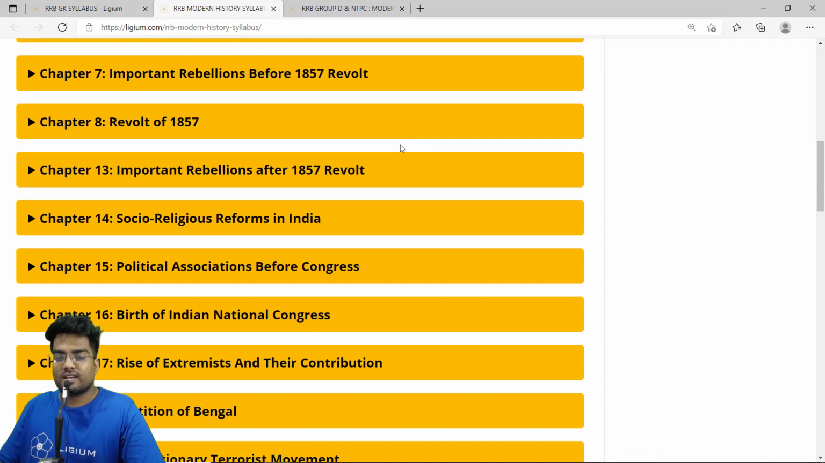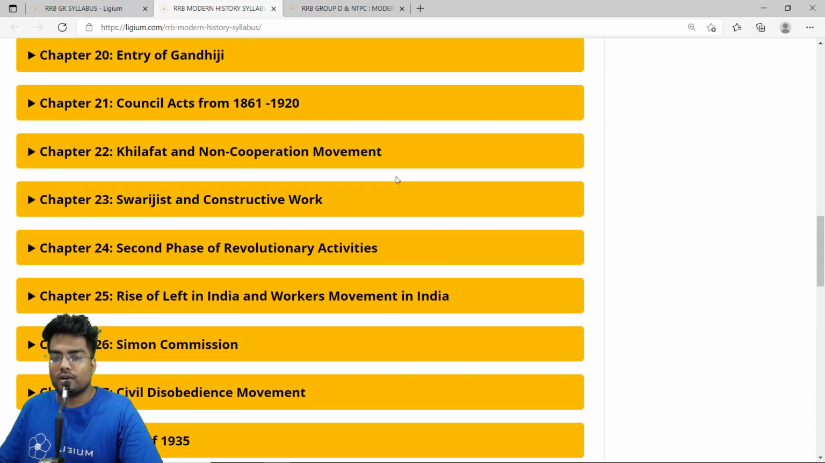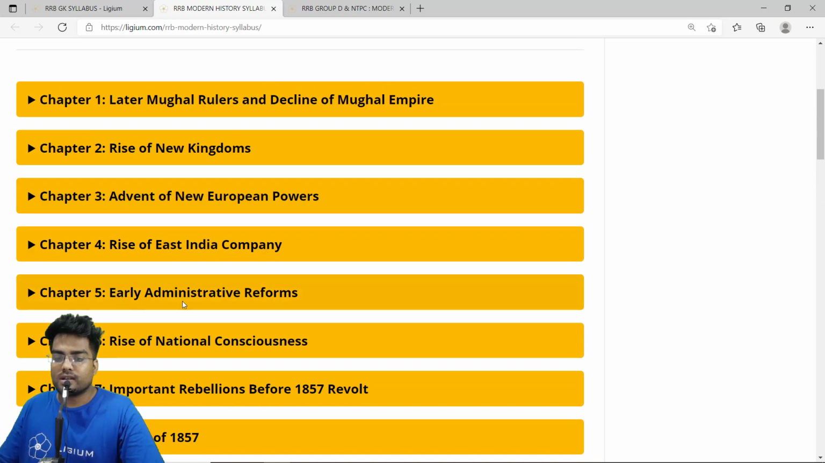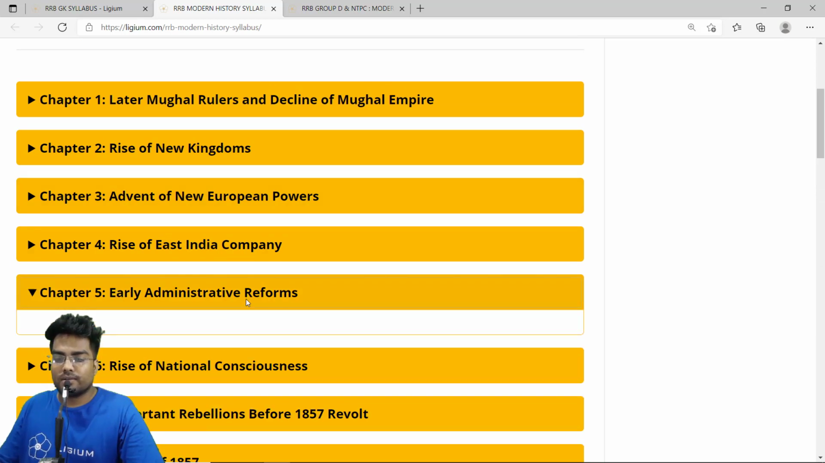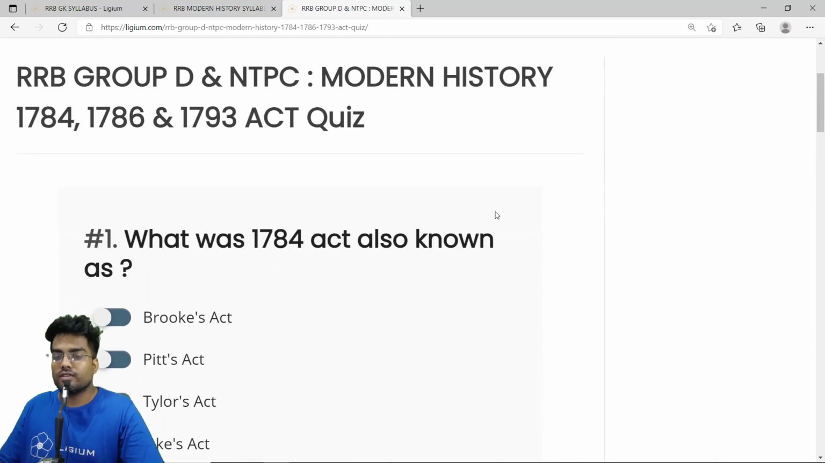So as you can see, these are the chapters on modern history. There are around 32 excellent chapters. Now, the acts of 1773, 1786 and 1793 is part of chapter 5, that is early administrative reforms. So we click here and we will be straight away directed to this part, that is RRB Group D and NTPC Modern History 1784, 1786 and 1793. I'm sorry, the act should be 1784. I accidentally mentioned it as 1773, 1784, 1786 and 1793.